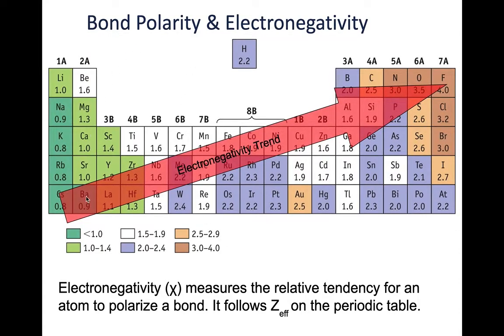Remember, electronegativity increases diagonally to the right on the periodic table. And the more electronegative an element is, the better it is at attracting electrons to itself. So the greater the electronegativity difference, the more polar the bond between two elements is going to be.